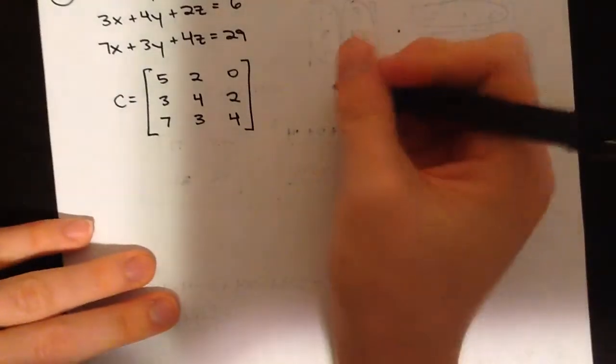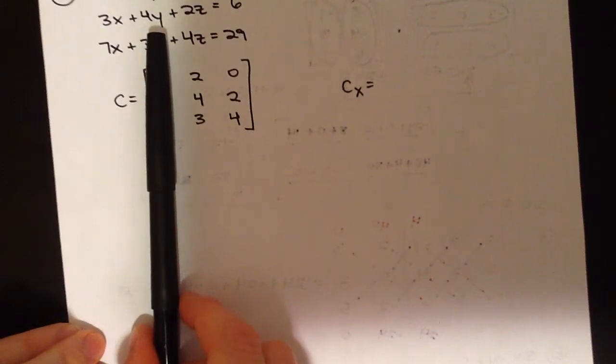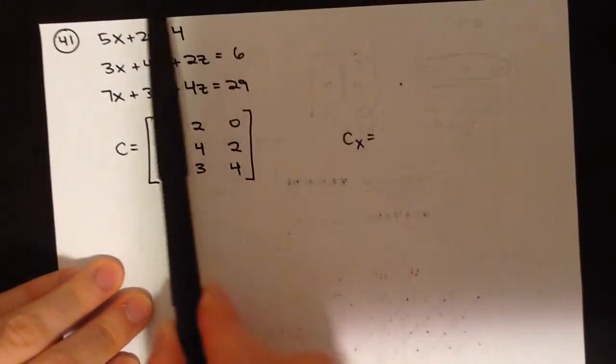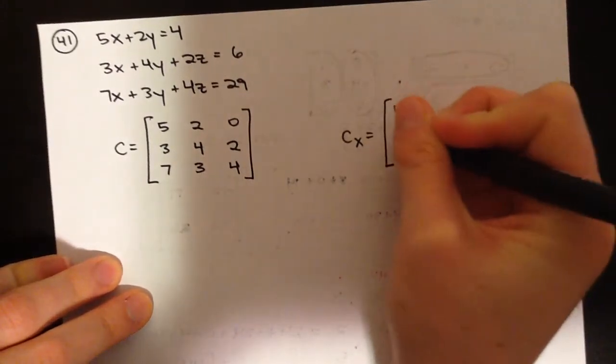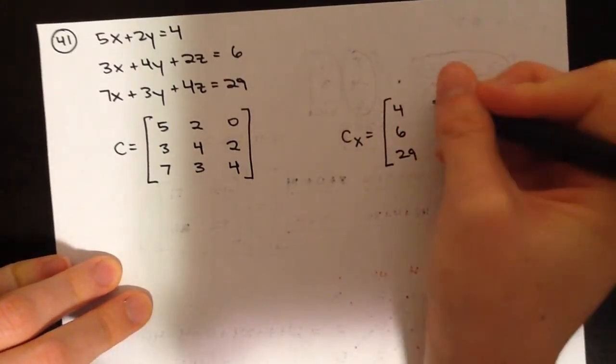Okay, let me write down my next matrix. Cx works exactly the way it does in the front. I replace the x column with the constants. So instead of that first column, I'm going to have 4, 6, 29. But the other two stay the same.